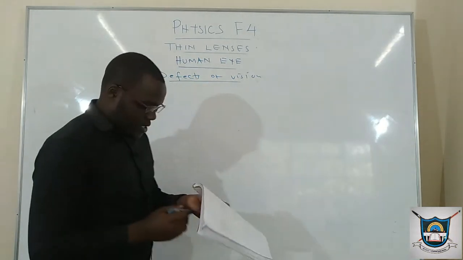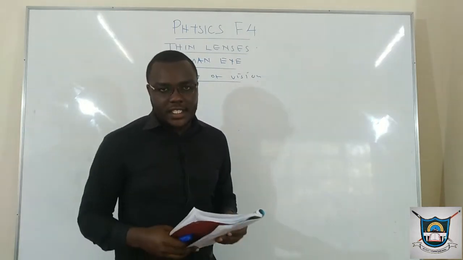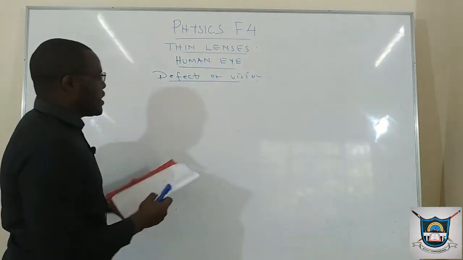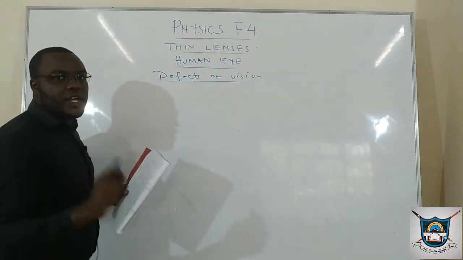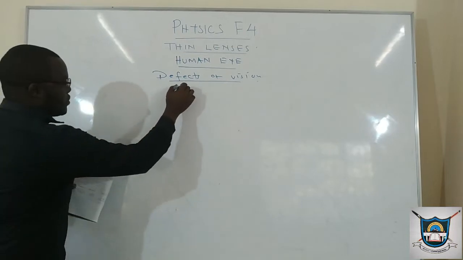As you can see, personally, I have a defect with my eyes. And that's why I'm wearing lenses to enable me to see. There are two types of defects, and I want you to look at the way we write them. It will give you a hint of how to remember them. I'm going to divide the board into two.